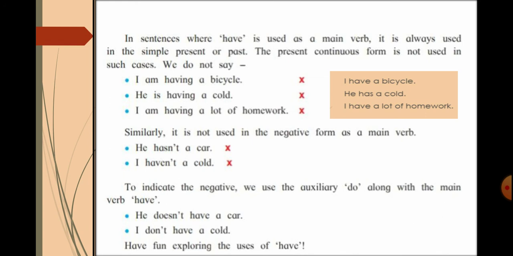Similarly, it is not used in the negative form as a main verb. That means we should not say he hasn't a car or I haven't a cold. To indicate the negative, we use the auxiliary do along with the main verb have. For example, he doesn't have a car. I don't have a cold.